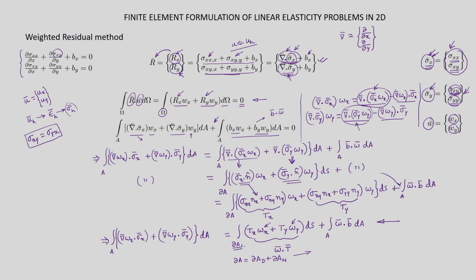So this I can directly write as the integration over only the Neumann boundary. Now let us look at what we have done till now. Initially we started with the equilibrium equation. If you remember, the strain has a derivative of displacement and the stress is some constant times the strain, and here the derivative of stress is present. So in the equilibrium equation we actually have the second derivative of displacement present.